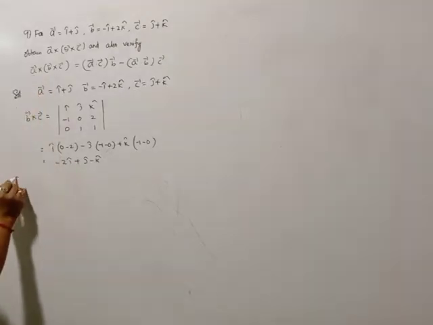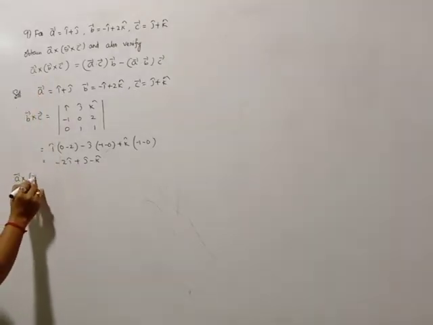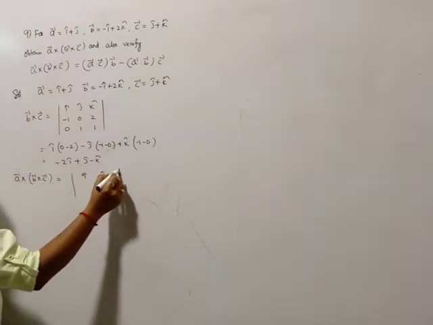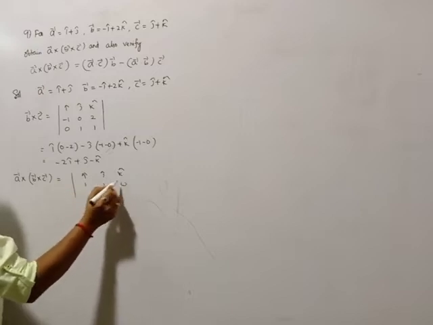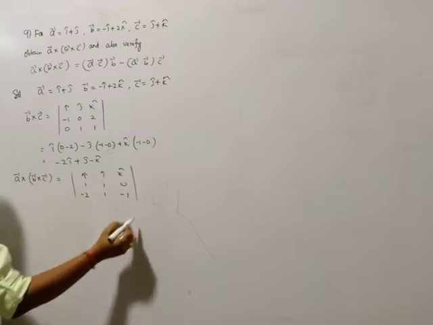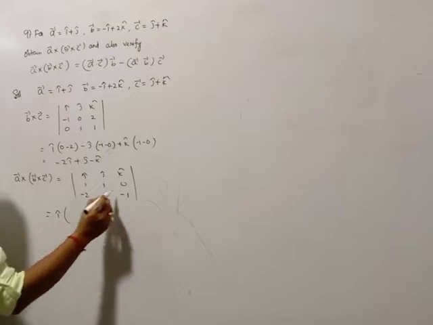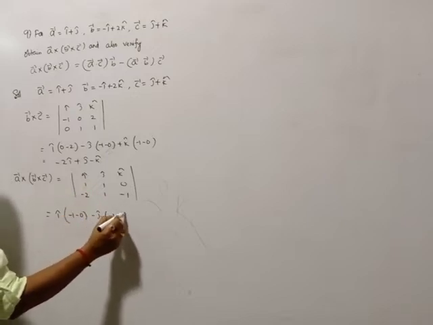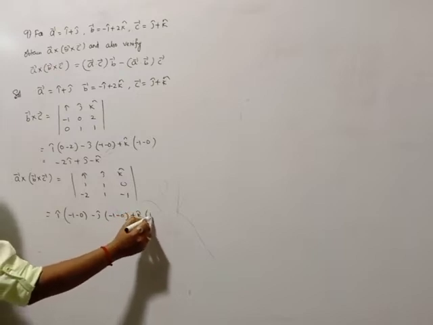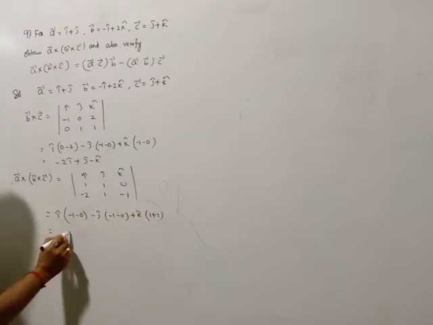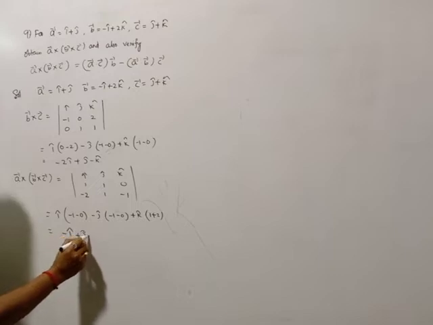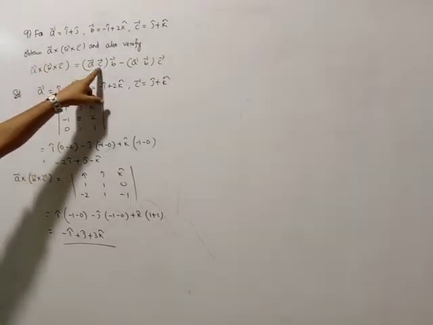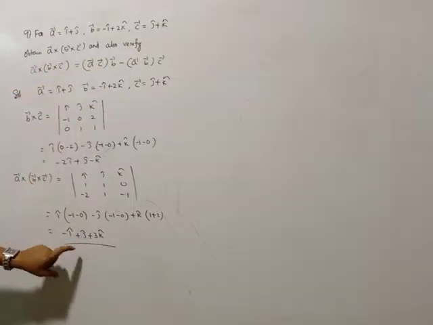Now we need to find A bar cross of B bar cross C bar, that is delta of i j k. A bar means 1 1 0, and it is minus 2 1 minus 1, so that is i into minus 1 minus 0, minus j into minus 1 minus 0, plus k into 1 plus 2, that is minus i cap plus j cap plus 3k cap. This is the value of this one. We need to show that this value and this value must be equal. It is the first value coming.